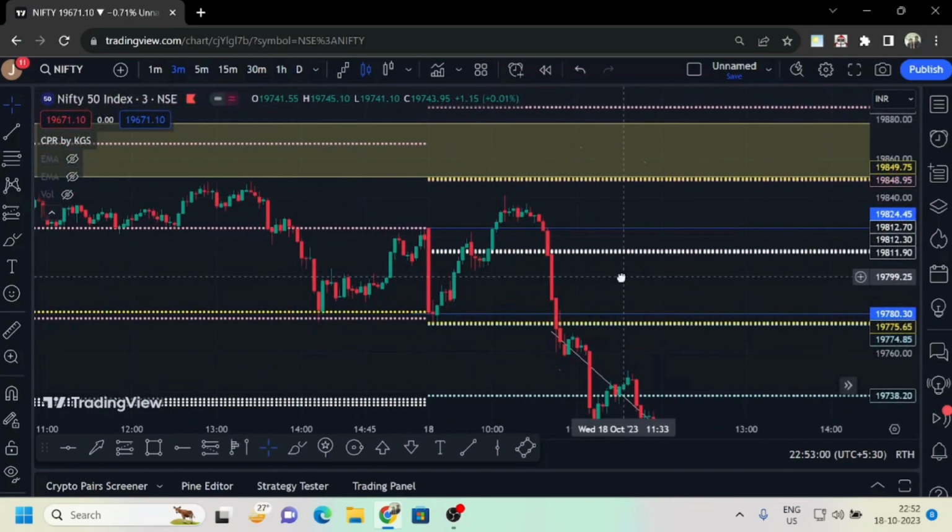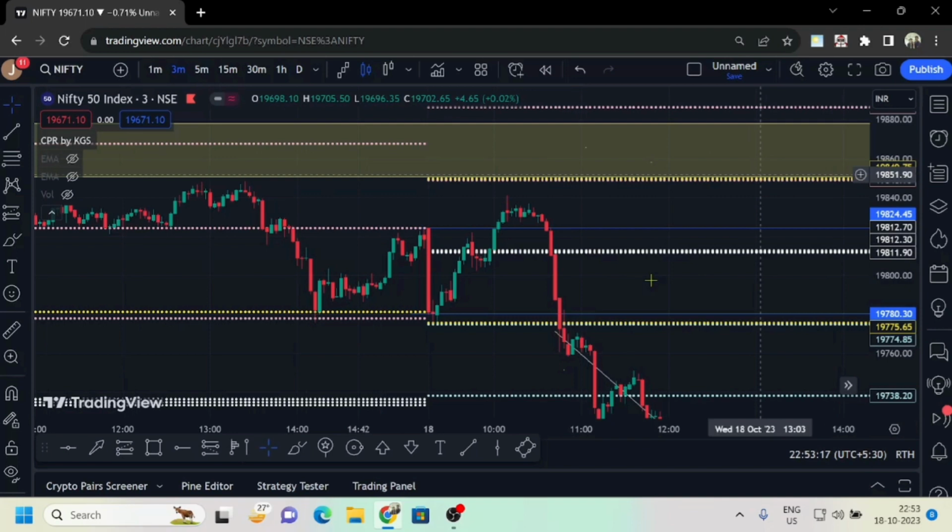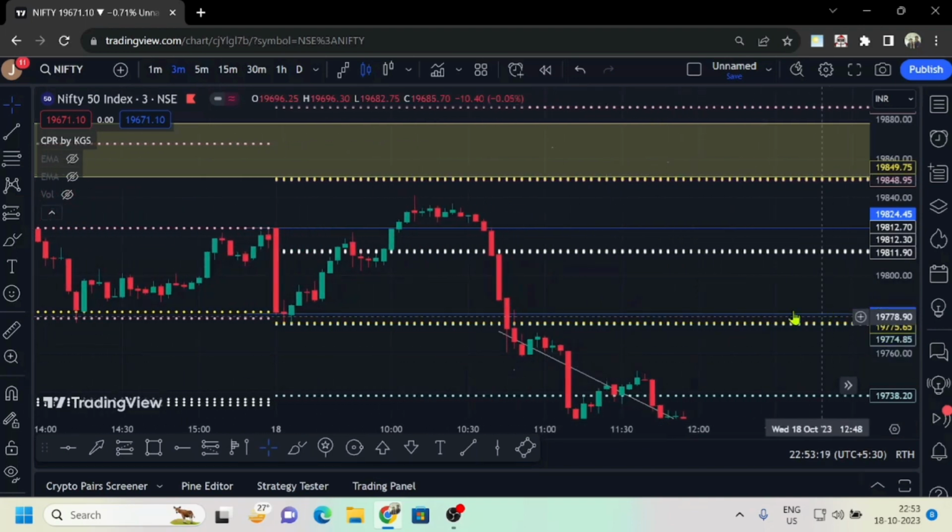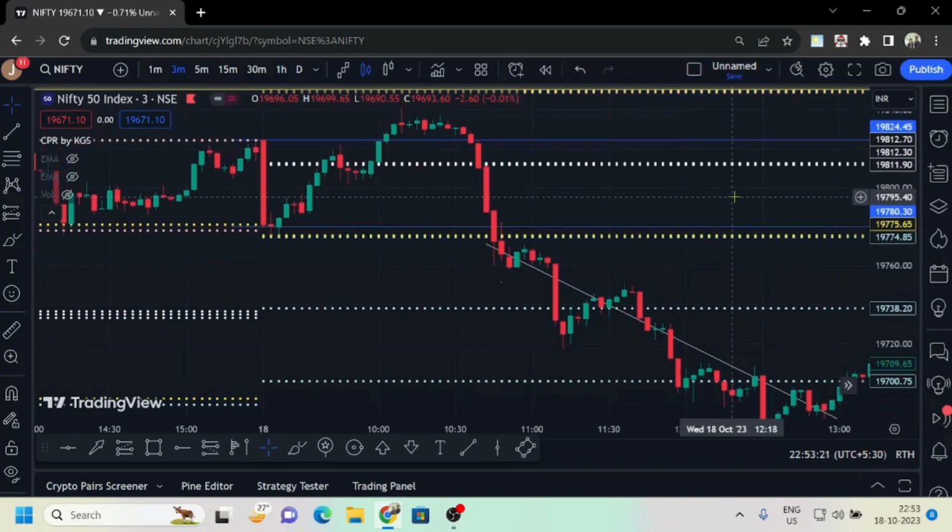Not only based on gaps, we take trades based on several parameters. In this video, I want to show how gaps are acting as a beautiful resistance. Next I will show you why I took the trade here. When we take a trade, we should have a few logics.